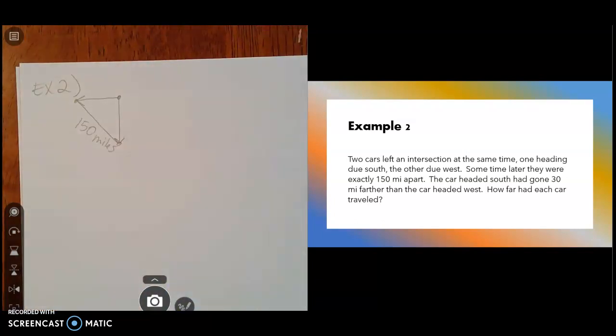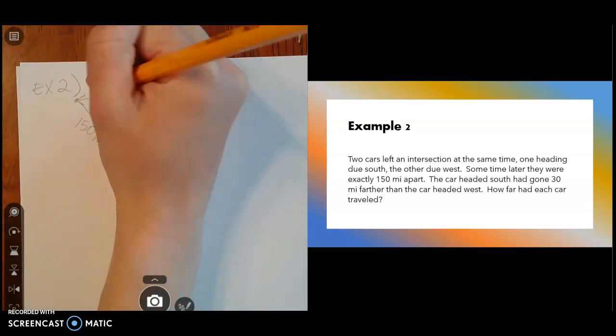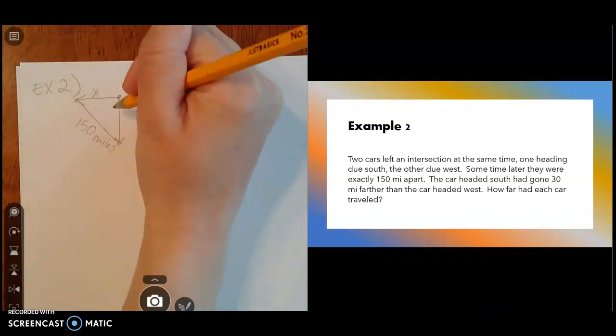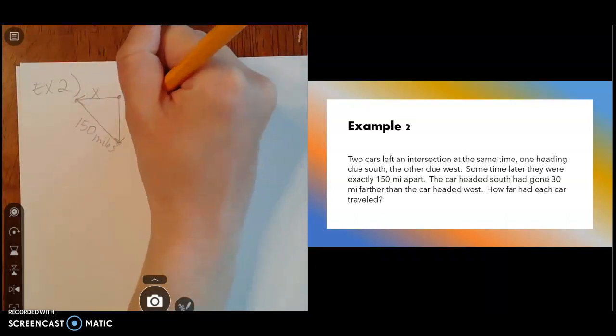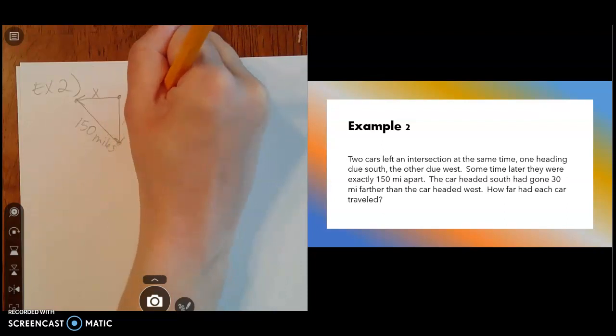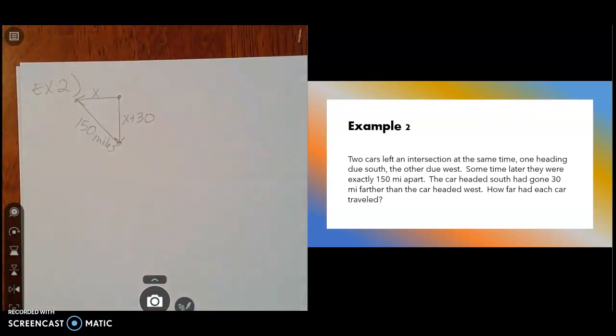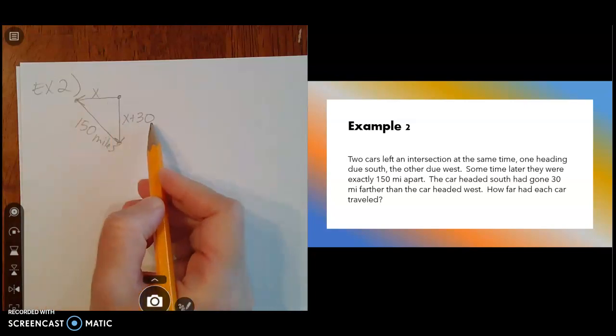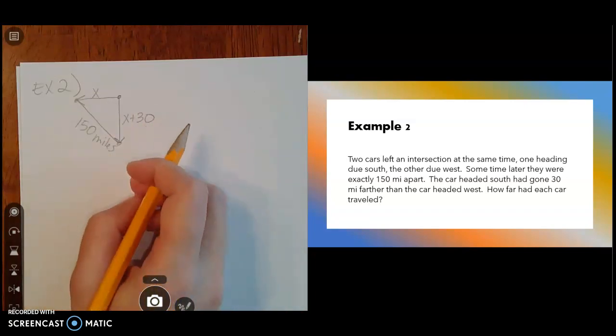The car headed south had gone 30 miles farther than the car headed west. So this car that went west, we'll just say that it went X miles. Then the one going south did 30 more, so X plus 30. How far had each car traveled? So we're going to solve for X and we're going to solve for X plus 30. We're going to answer both of those.